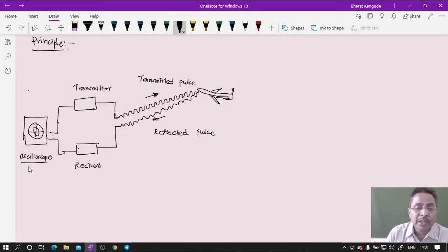One pulse of electromagnetic radiation is generated by the transmitter. Then it is transmitted by this antenna. That pulse goes in any direction, but actually it goes to that object, and that object, if it is a metal or something else, reflects this type of pulse. Actually, it is a microwave pulse. This pulse is now detected by this receiver, noting the time required for reaching there and coming back, that is, when the pulse is emitted and when it is received.